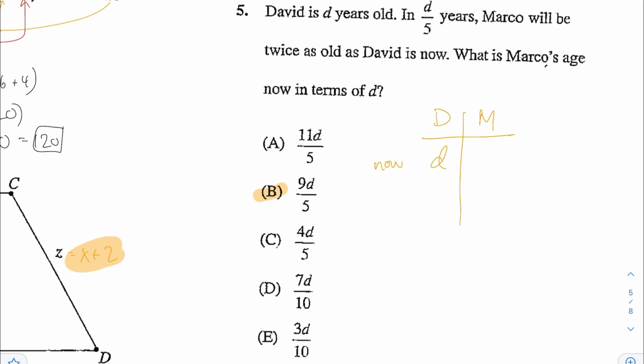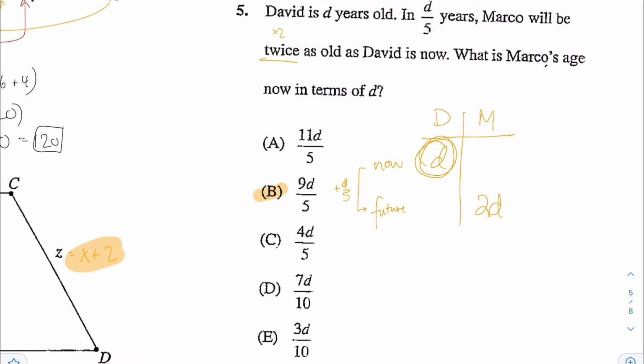And in D over 5 years. So that's the future. So if you add D over 5, Marco will be twice as old as David is now. So David is now D. Marco will be twice as old. And twice means times 2. So Marco will be 2D.